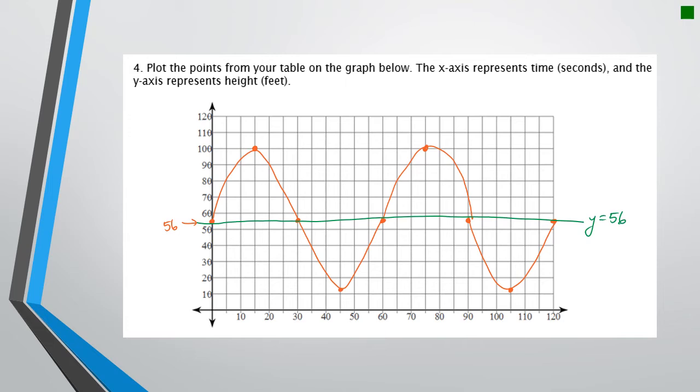If you have trouble just looking at the graph or you don't trust yourself, you could use this little formula. So to figure out the midline, you take your top y value plus your bottom y value, and you divide by 2.